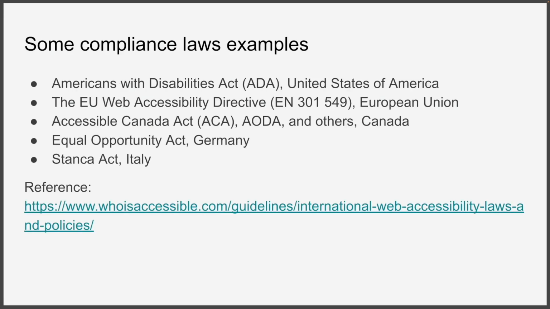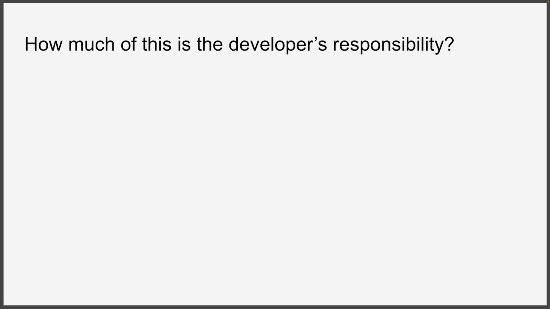Here are examples of some compliance laws. In the United States of America, there's the Americans with Disabilities Act. In the European Union, we have the EU Web Accessibility Directive. And in Canada, where I live, we have ACA, and in Ontario, AODA. In Germany, we have Equal Opportunity Act, and in Italy, the Stanca Act. But this is just some cherry-picked examples. In several other nations, there are related and similar accessibility initiatives that are bound by law.